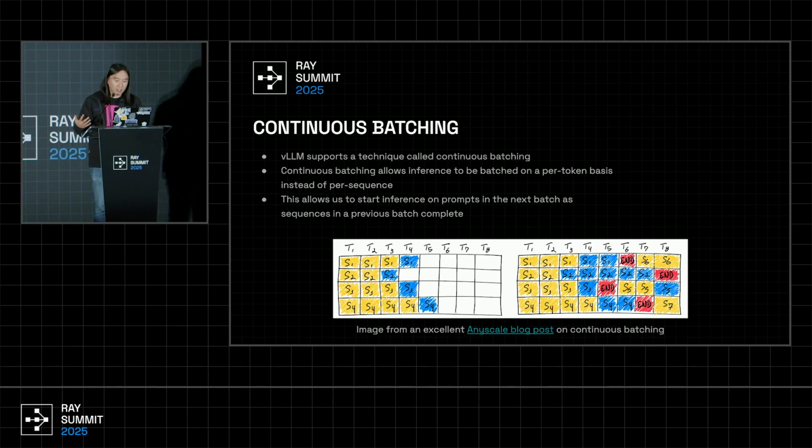Here's a diagram that I pulled from an Anyscale blog explaining continuous batching. Highly recommend reading this if you want to learn more about this. But essentially what's happening here is you have these 4 sequences from a previous batch. They complete at different times, and you're able to start the other sequences from the next batch as soon as essentially one of the sequences from a previous batch completes. And so GPU utilization is very high.